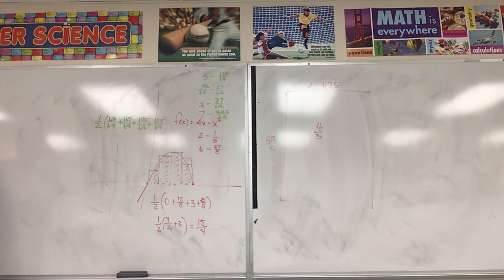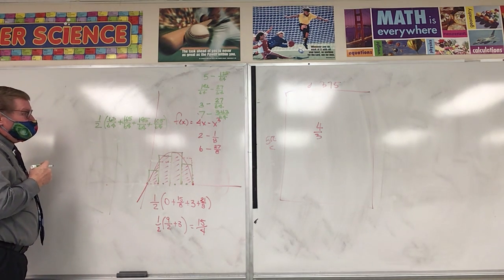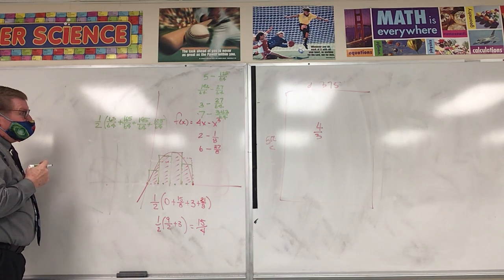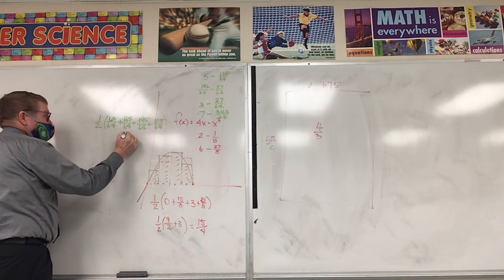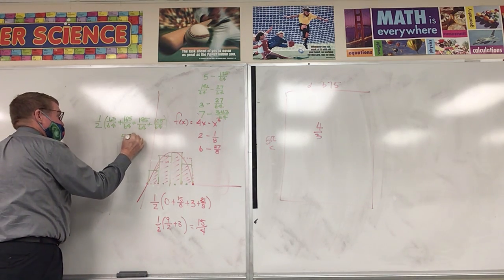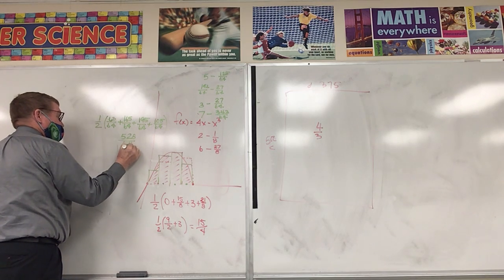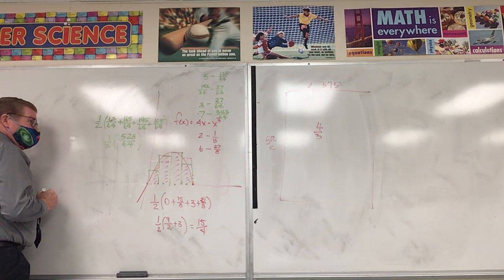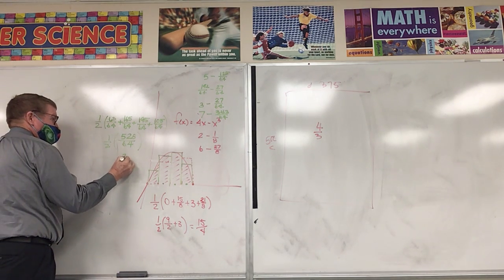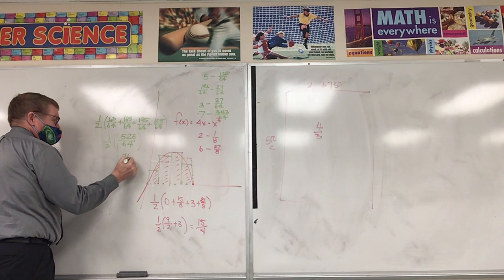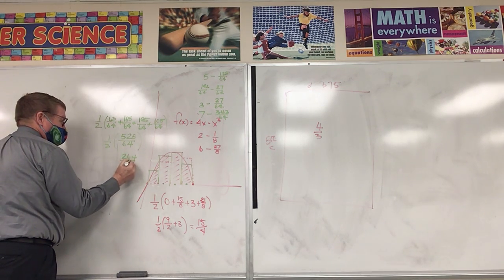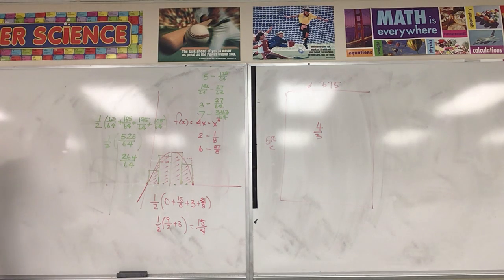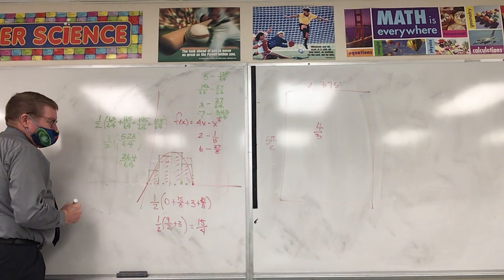Alright, then we're going to take 63 plus 165 plus 195 plus 105. That's 528 over 64, times 1/2. What's 8 times 8? So that is 33 over 2.